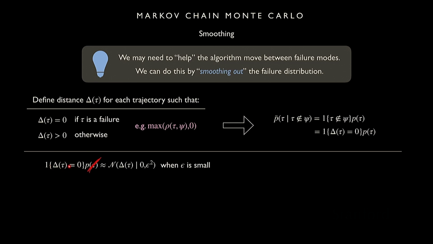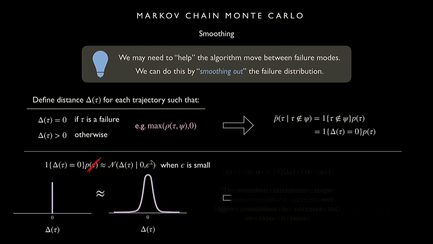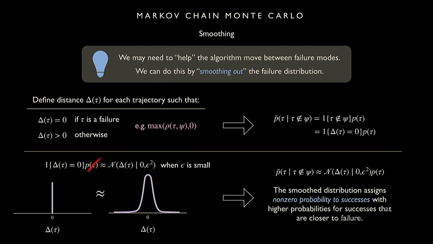This indicator function is actually kind of similar to a normal distribution with a tiny variance. So you can think about it like this. When delta of tau is 0, the indicator function returns 1, otherwise it always returns 0. We can say that's similar to a distribution centered at 0 with a tiny variance, but not quite the same, right? Because now we're assigning non-zero values to values that are not 0. So to smooth things out, we could take this indicator function and replace it with a normal distribution with a tiny variance.